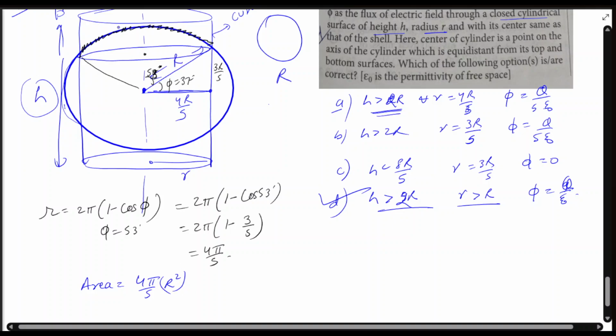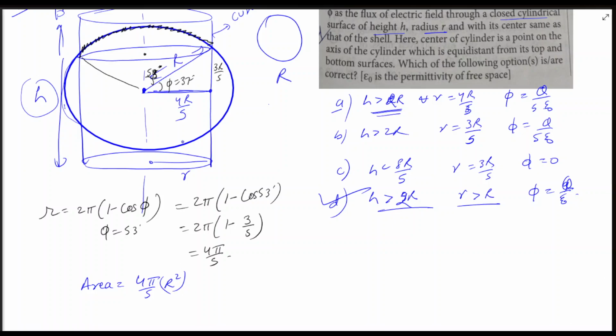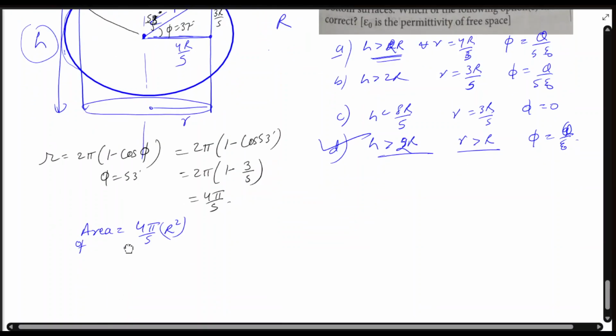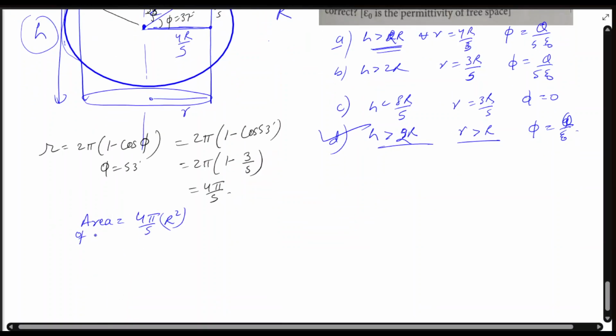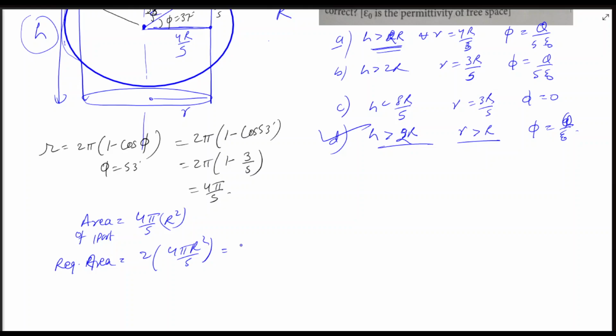But look, we have one surface here and one surface downward. So we have to multiply. So let me write it again. This is the area of one part. So we will have the required area. Required area will be twice of this. So 4 pi r square by 5 becomes 8 pi r square by 5.